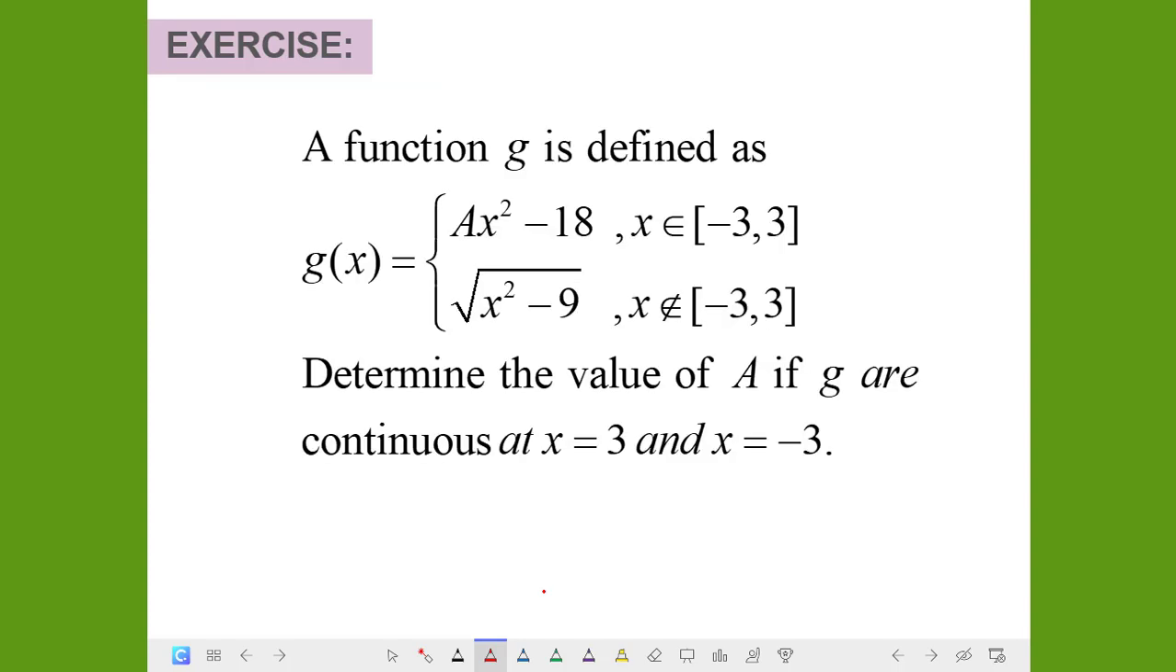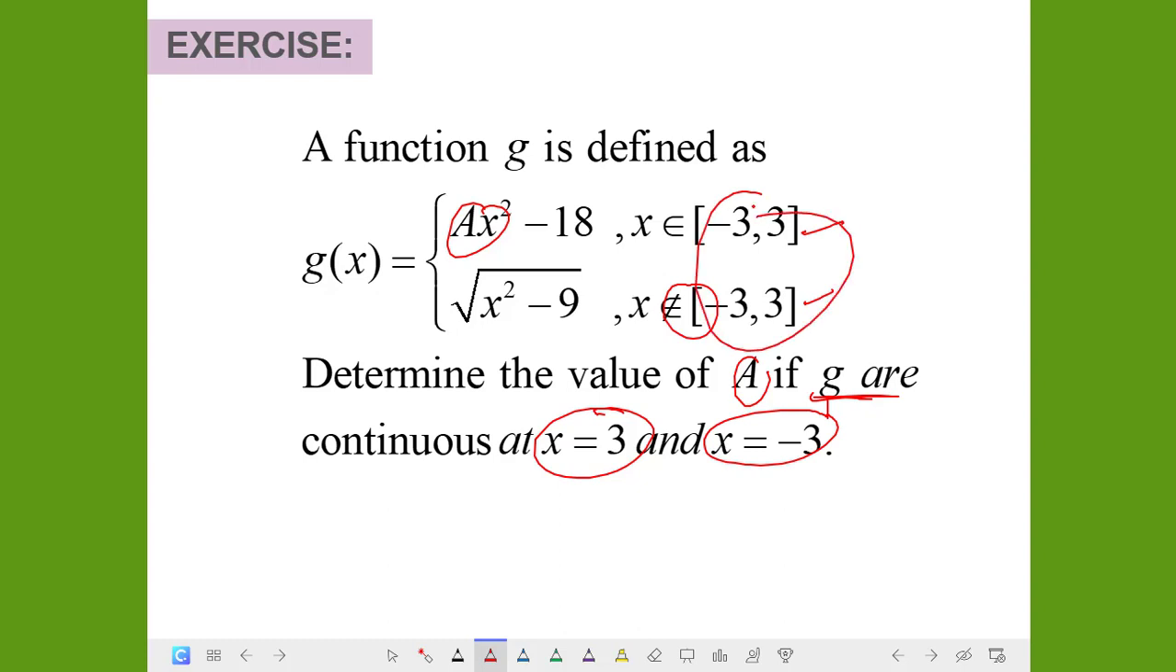Nice. The function g is also defined as a piecewise function. Domain, okay, not equal to this one, out of this domain. Determine the value of a if g is continuous at x is equal to 3 and x is equal to negative 3. That's the domain.